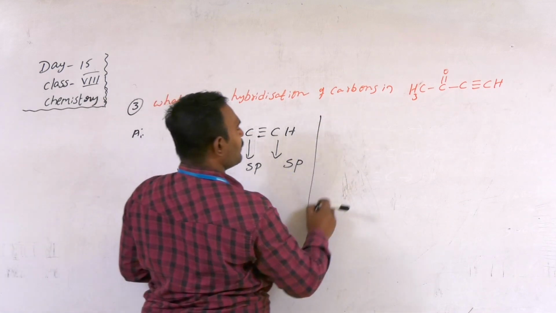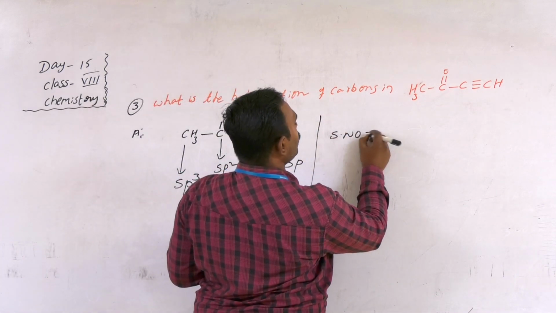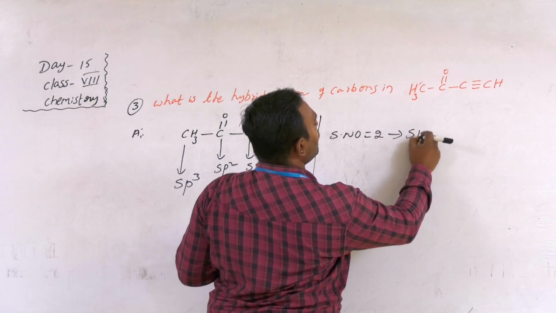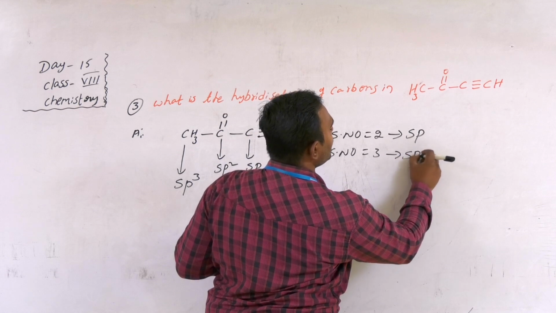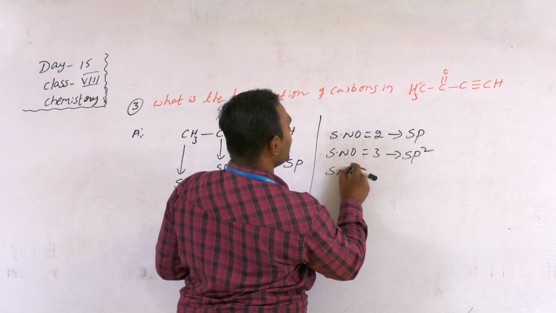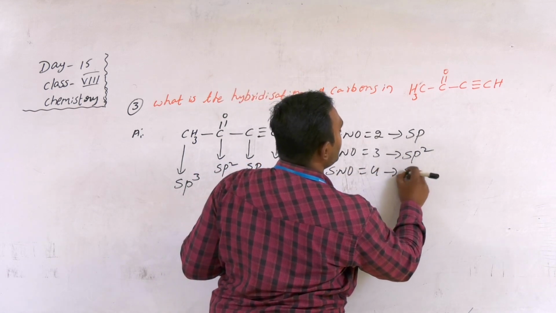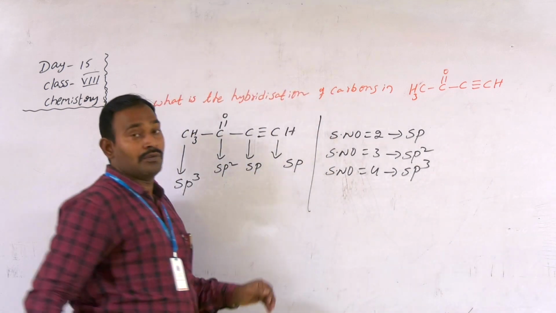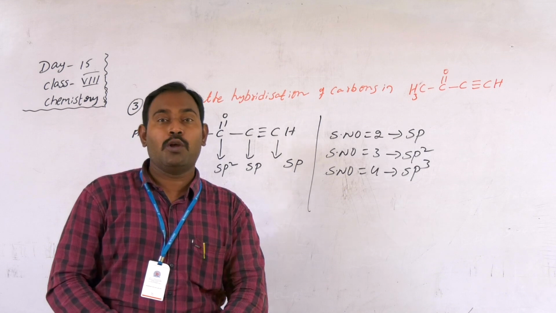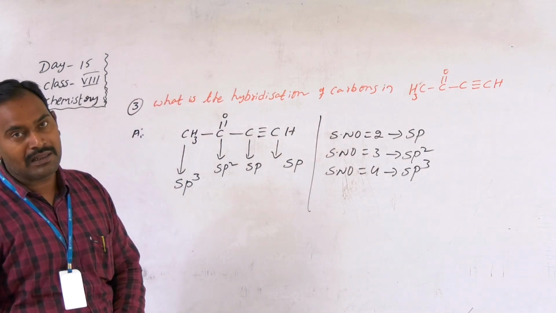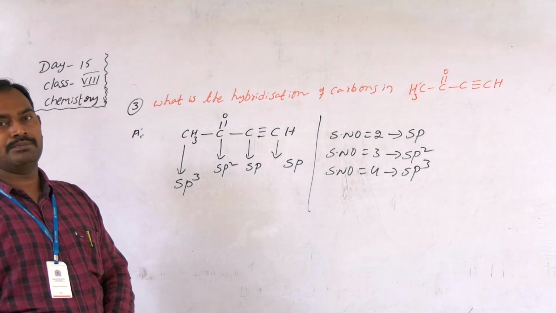That we see here. Steric number is equal to 2, then what hybridization do we get? sp. Steric number is equal to 3, what is the hybridization? sp2. Steric number is equal to 4, what is the hybridization? sp3. What is the steric number here? The number of sigma bonds plus the number of lone pairs of electrons present on the central atom.